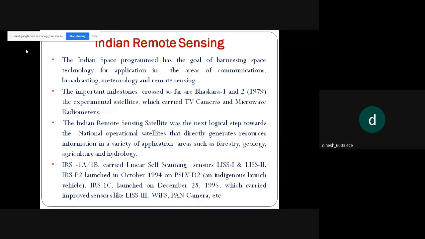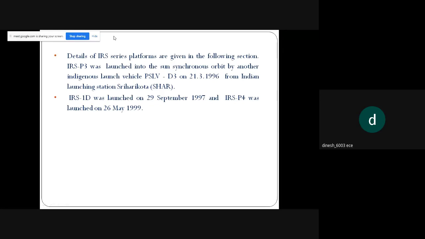WiFS, and a panchromatic camera. The details of the IRS series platforms are given in the subsequent slides. This IRS P3 was launched into sun synchronous orbit by another indigenous launch vehicle, PSLV, from Sriharikota, which is present at Nellore, the Indian Space Launching Station, SHAR. Then the IRS 1D was launched on 29 September 1997. Following that, IRS P4 was launched in May 1999.